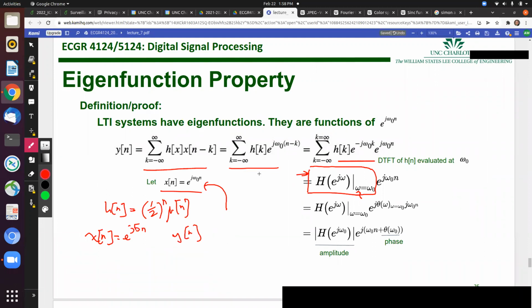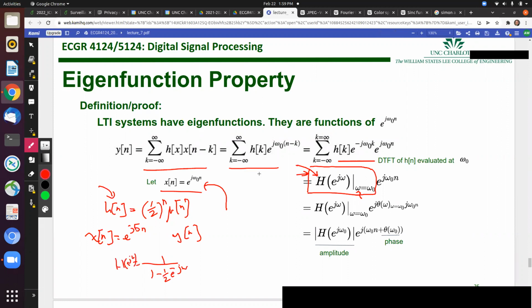First thing we have to do is we need to get this character here. We don't have H(e^jω). We need it. How do we get it? What is H(e^jω)? This is the Fourier transform of h of n. What is the Fourier transform of (1/2)^n u[n]? It's 1 over 1 minus 1/2 e to the minus jω. That's H(e^jω).